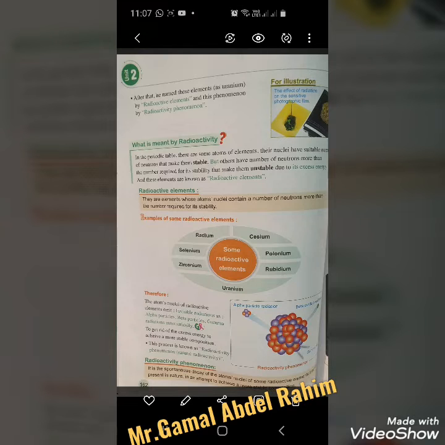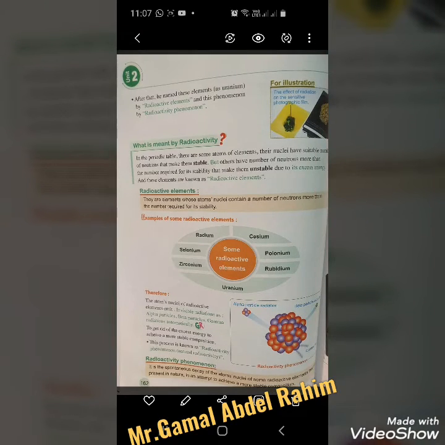Why does the nucleus of the atom emit this radiation? To get rid of excess energy, to achieve a more stable composition. This process is called the radioactivity phenomenon or natural radioactivity. So the radioactivity phenomenon can be defined as the following.